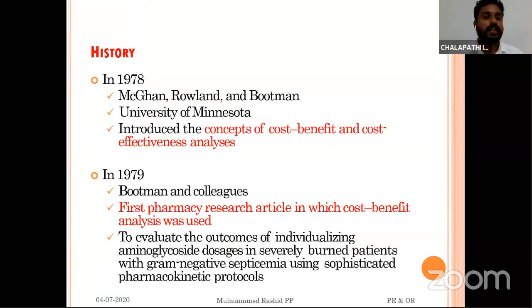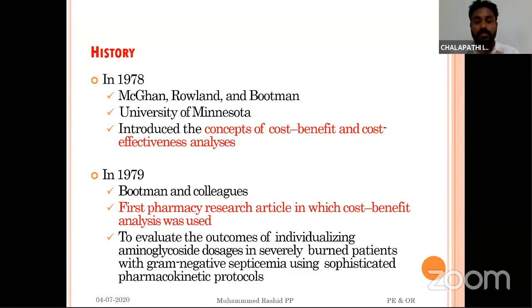If you look into the history, there were three main people: professors McGann, Roland, and Bootman from the University of Minnesota. They contributed a lot to pharmacoeconomics, and they introduced the terms cost benefit and cost effectiveness analysis in 1978. They evaluated the outcomes of individualizing aminoglycoside dosage regimens in severely burned patients with gram-negative septicemia using sophisticated pharmacokinetic protocols.